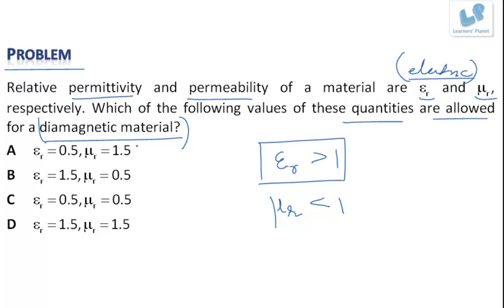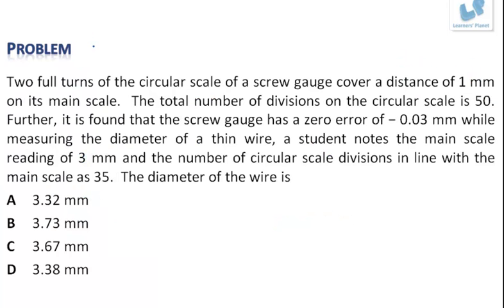So among the 4 options, only option B, in which epsilon r is more than 1 and mu r is less than 1, is correct. In all other cases, the values are incorrect. Now let us look at the next problem.